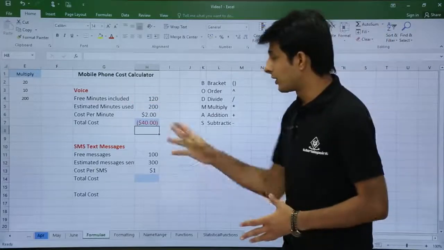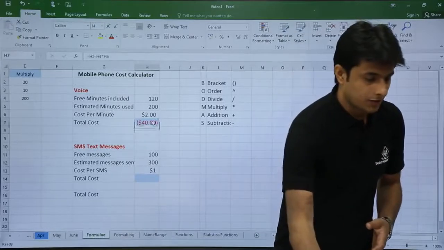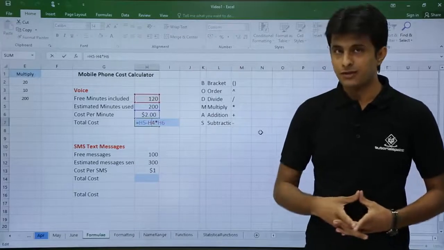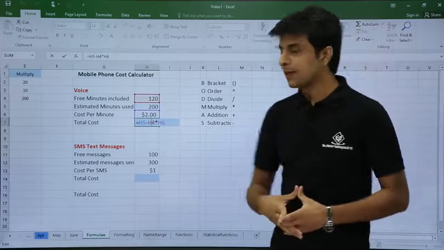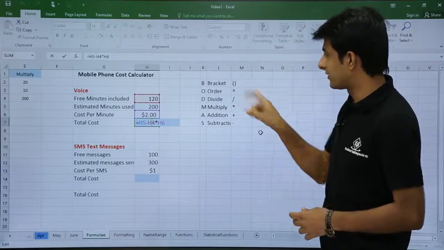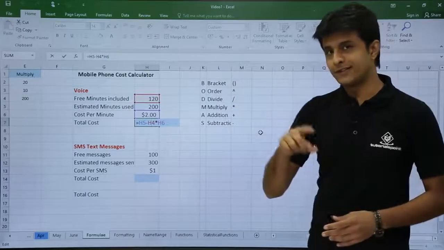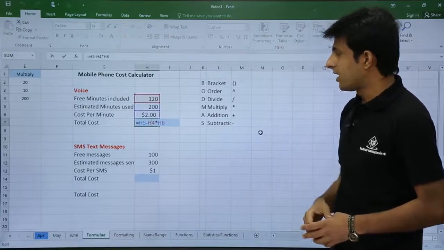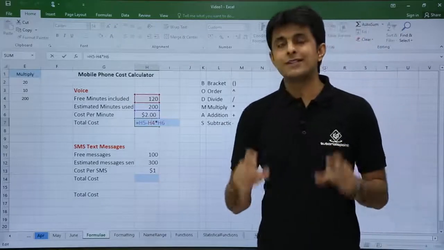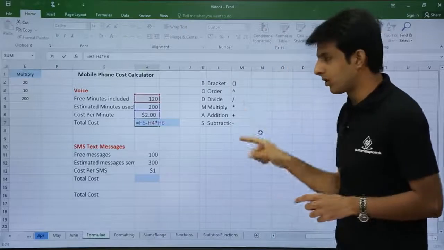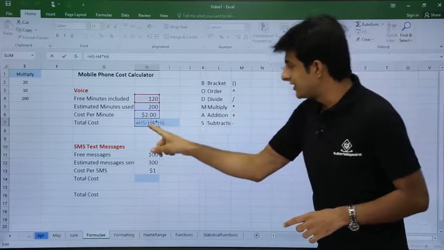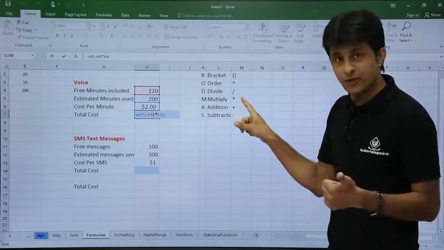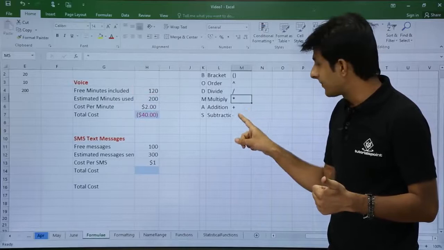So, how do I overcome this problem? If you see carefully, these are the orders. On the right hand side I have written BODMAS. BODMAS stands for bracket, and you can see the symbol here. Second is the order, or you can say exponential, then divide, multiply, addition, subtraction. So, when you have all these operators in a cell, the preference is given in this order. First is bracket. In this cell there is a multiplication sign, and the multiplication sign is given first preference compared to the subtraction.